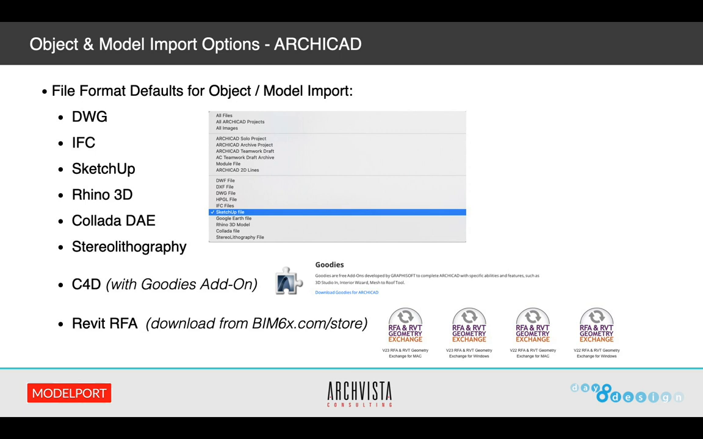You can download that from bim6x.com/store, and you can see there's actually version 23, 22, and it's not on here, but version 21 as well. And then those allow you to import Revit objects and convert those into an ARCHICAD .gsm object format.